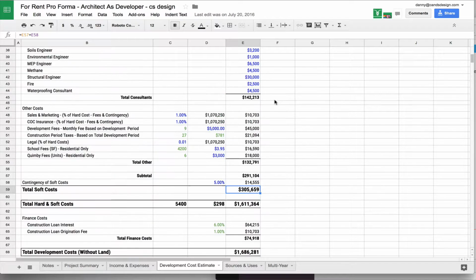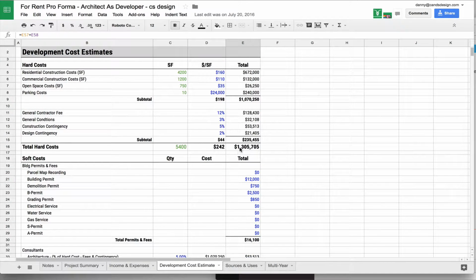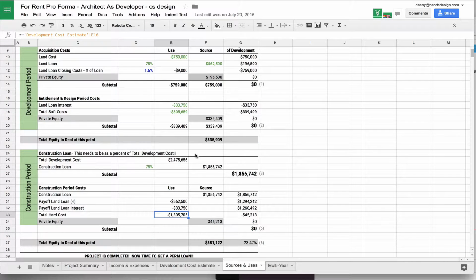Let's go back here to the cost estimate. $1.3 million. That's including the GC fee, design contingency, and everything. And your construction loan is bigger than that. Your construction loan is $1.8 million. So you should have enough with your construction loan to take out the land loan and then pay off the bulk of your hard costs. Any shortfall at this point is going to have to be made up by private equity. So in this case, $45,000.